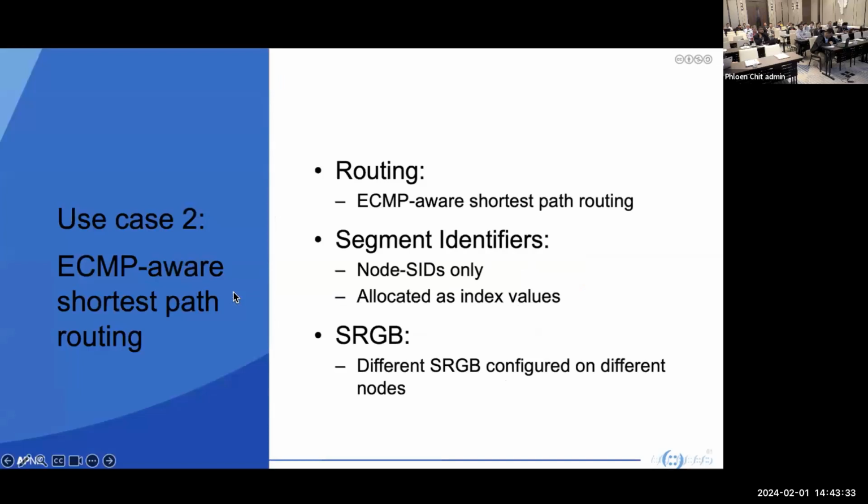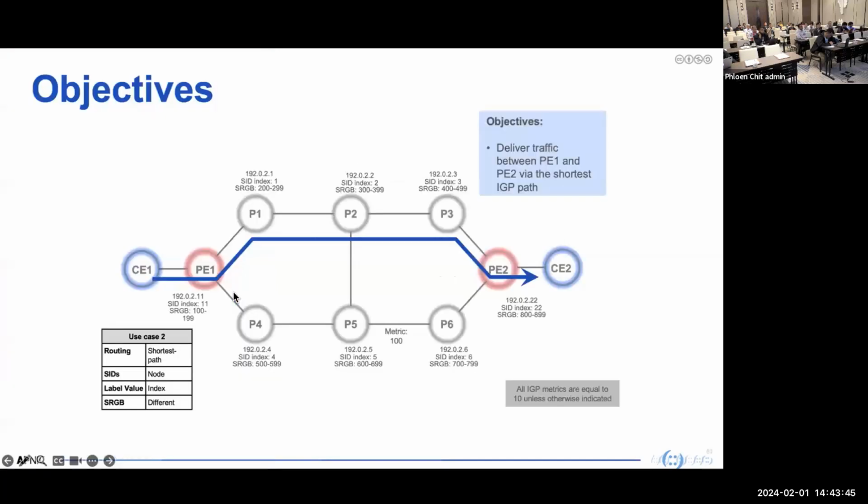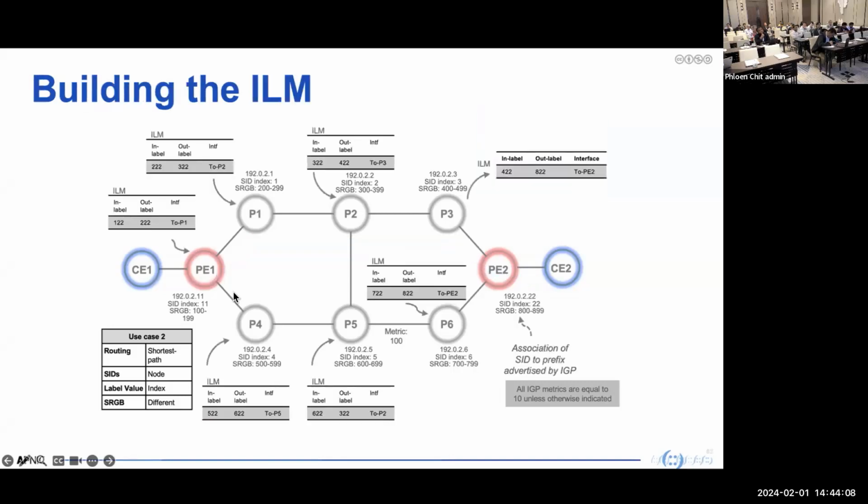Use case 2 has a similar setup as use case 1, except now each node has a different range of SRGB. Therefore, we can no longer use the absolute label, and we need to use the index values. The objective is pretty much the same as use case 1. It is to deliver traffic between PE1 and PE2 through the shortest path. All point-to-point links have an IGP metric of 10, except the link between P5 and P6. So the shortest path is the same, through P1, P2, and P3 to PE2.